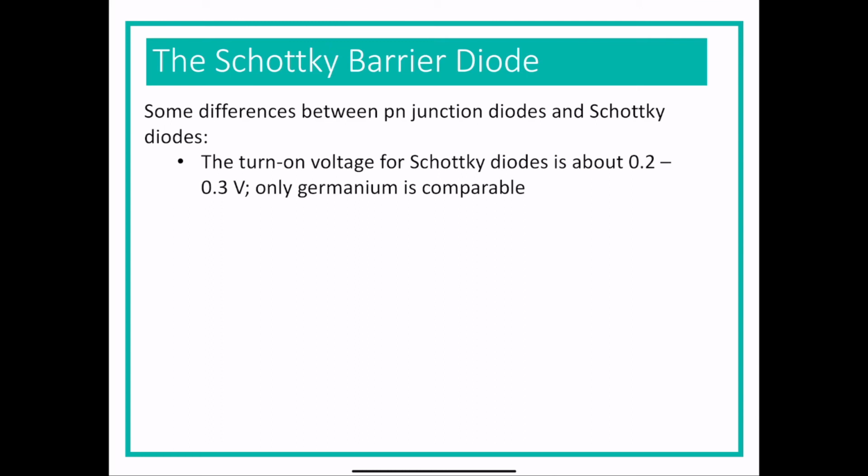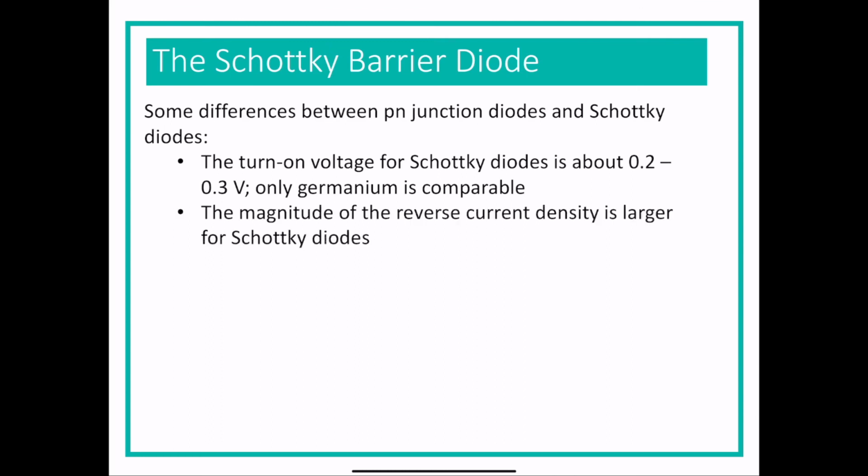so a Schottky diode would be better for a situation where you wanted a low turn-on voltage. The magnitude of the reverse current density is much larger for Schottky diodes, which means the magnitude of the reverse current is larger. And that's actually also true for germanium diodes. They have a larger reverse current as well. But in general, the magnitude of the reverse current is larger.